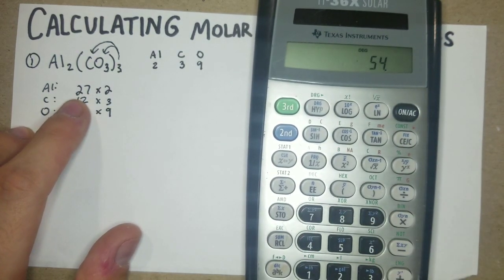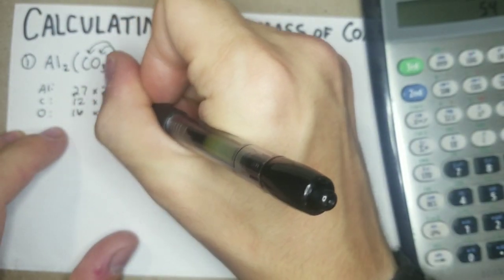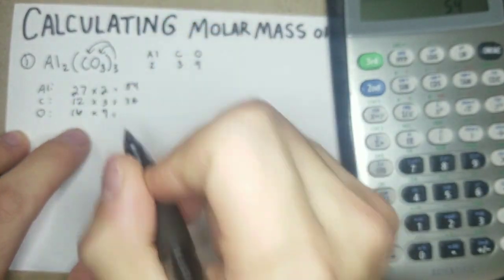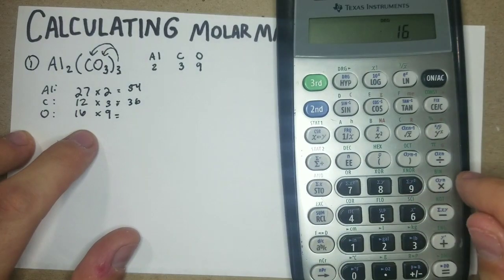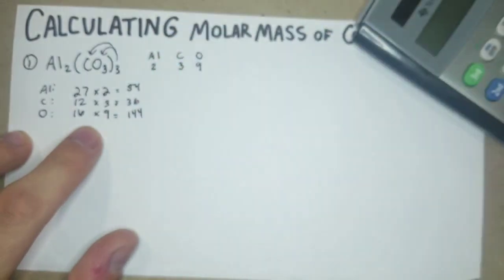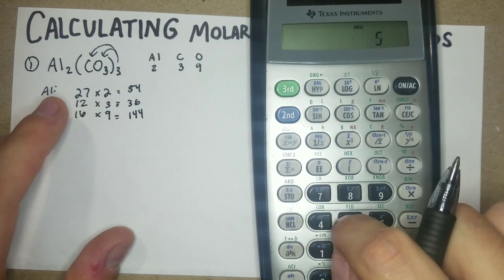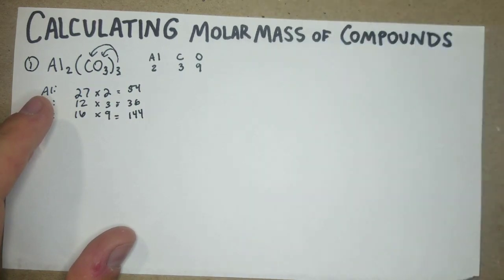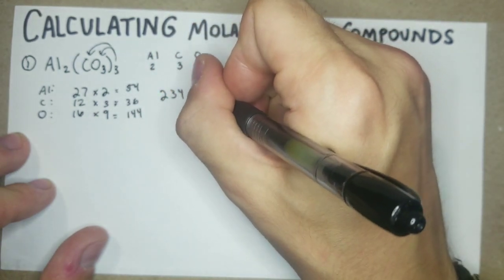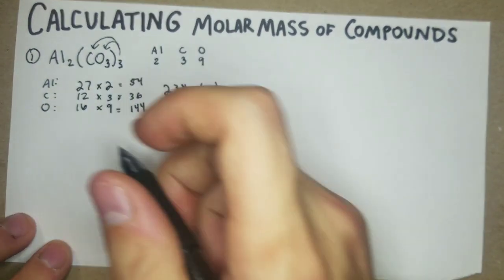27 times 2 is 54. Then we have 12 times 3, 36, and then 16 times 9 is 144. Now we're just going to add those up. 144 plus 36 plus 54 equals 234. So that is the molar mass of this compound.